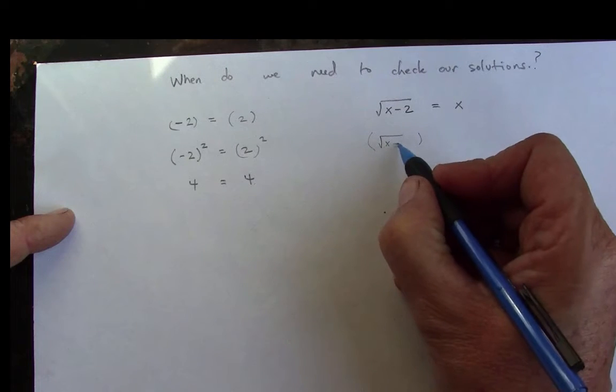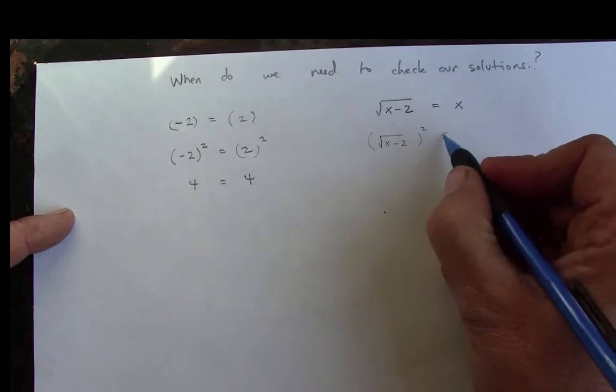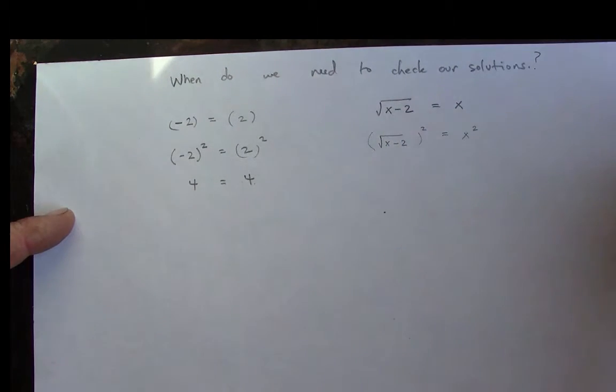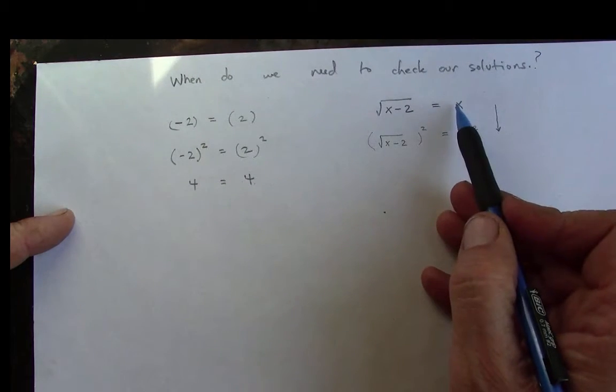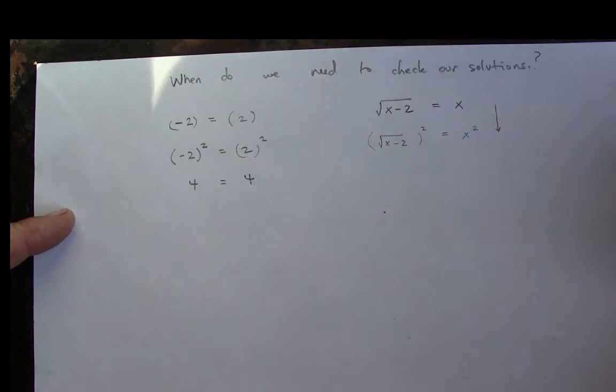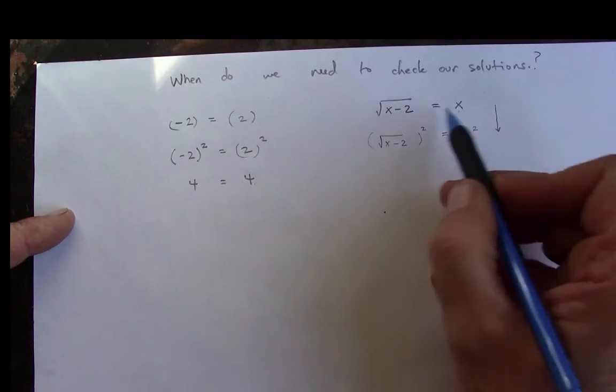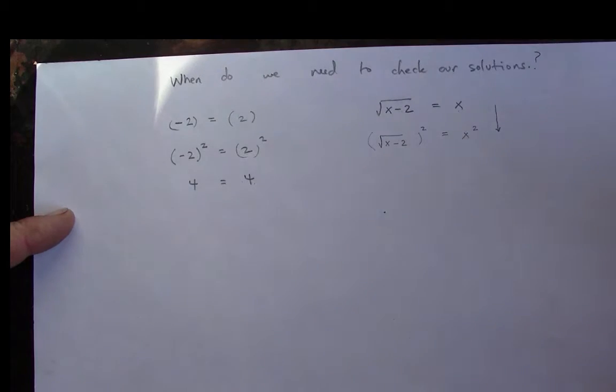The logic here is if two things are equal, then their squares will be equal. So this is a statement that goes this way. If these are equal, then when I square them, they're still going to be equal. The problem is that we don't know whether or not these two things are equal yet. We're trying to show that there is an x that can make them equal.